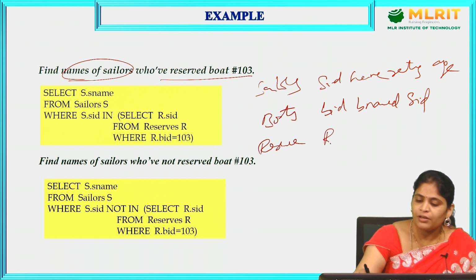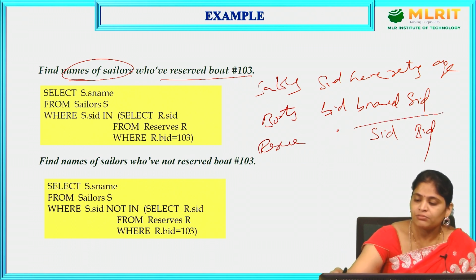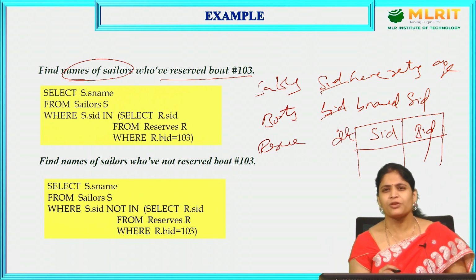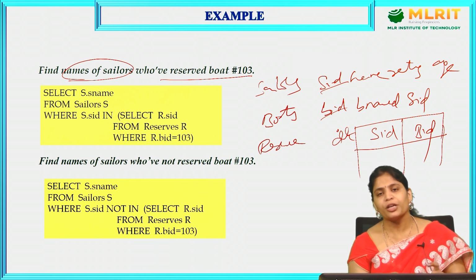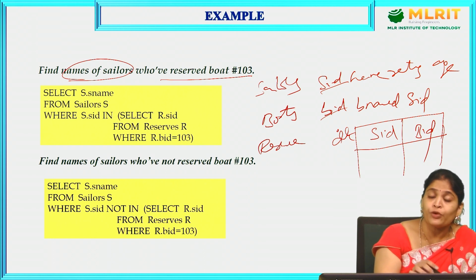In the reserves table we must have SID, BID and some date. If we have these types of attributes, then to combine two tables we must have some common columns. That is the point. Here I am going to deal with nested queries.